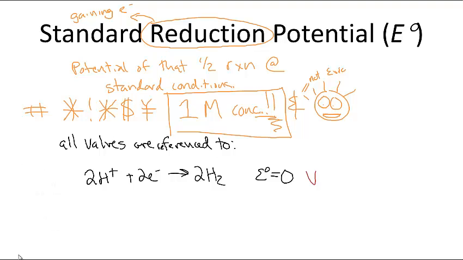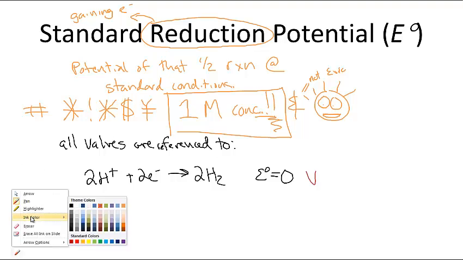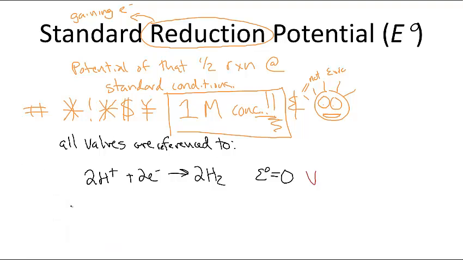Something we're going to need later on when we do some stoichiometry. Does anybody know how volts are broken down? Joules per. You're almost there. How do we measure charge? Volts are joules per coulomb.